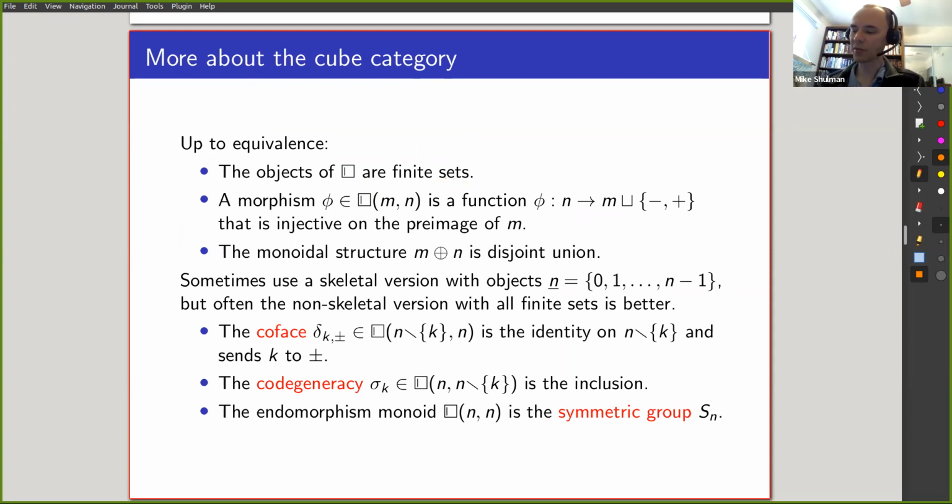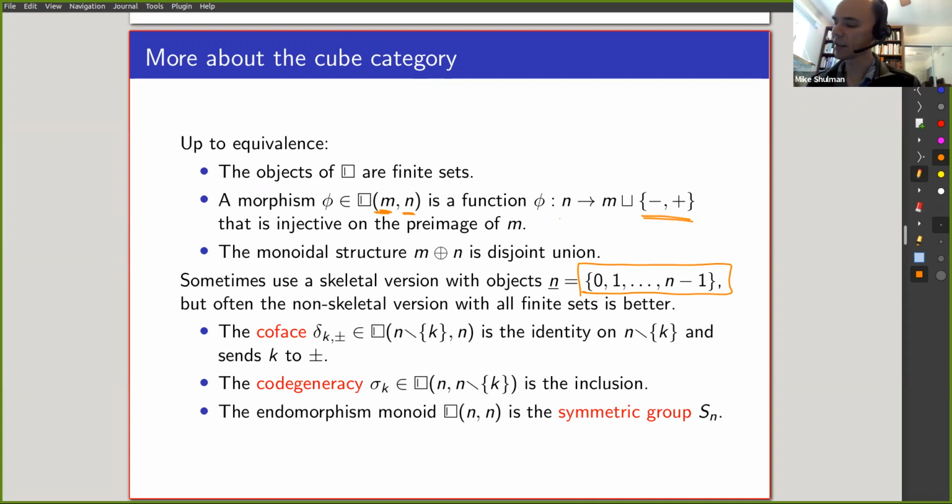Up to isomorphism, you can think about a skeletal version where the objects are just the particular sets 0 up to n-1. But I like the non-skeletal version where you take an arbitrary finite set. And then a morphism from one finite set M to another finite set N is a function in the opposite direction, whose codomain is not just M, but also M extended by a couple of extra base points.